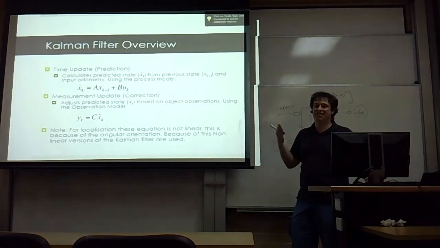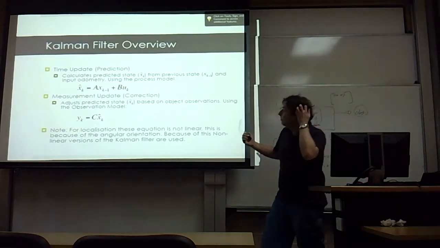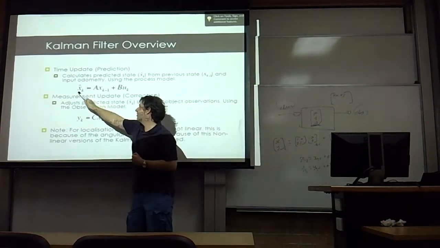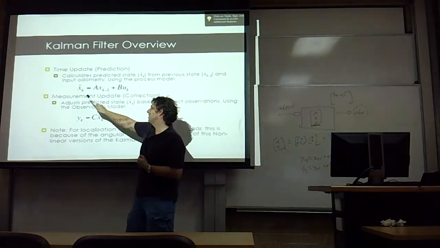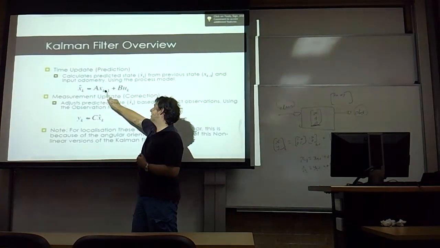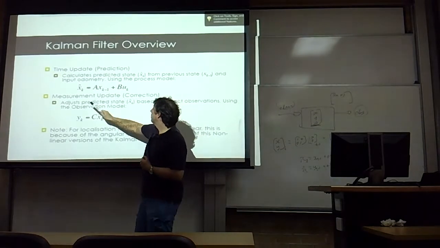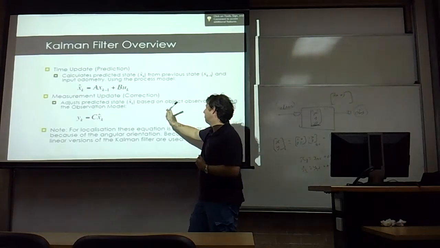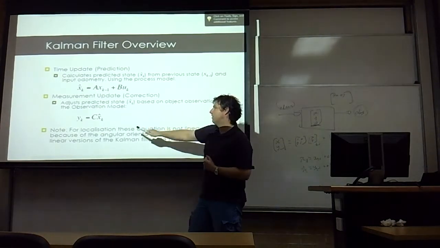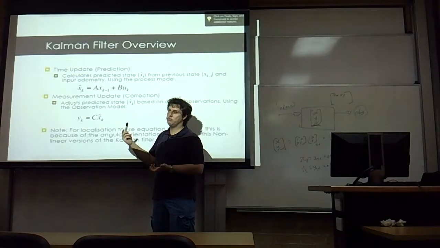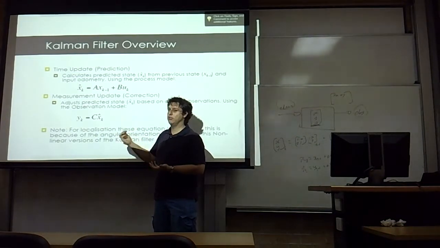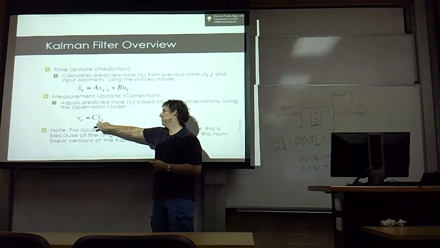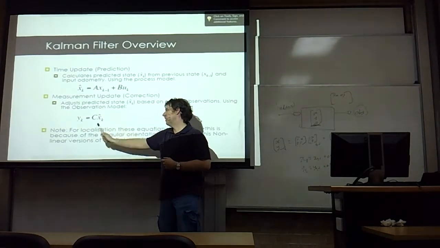So we don't actually use those because they're not linear, that's the linear case. So basically the time update is a prediction, and it uses this first equation, which creates an estimated new state using the previous state and the input, and the measurement update adjusts the predicted state based on the object observations using the observation model. None of our observations use the input, the odometry, to determine the object; it's all based on the position. And so this is basically that matrix.